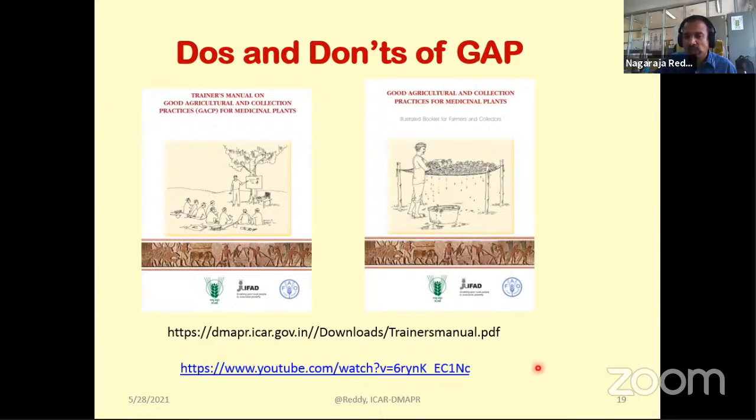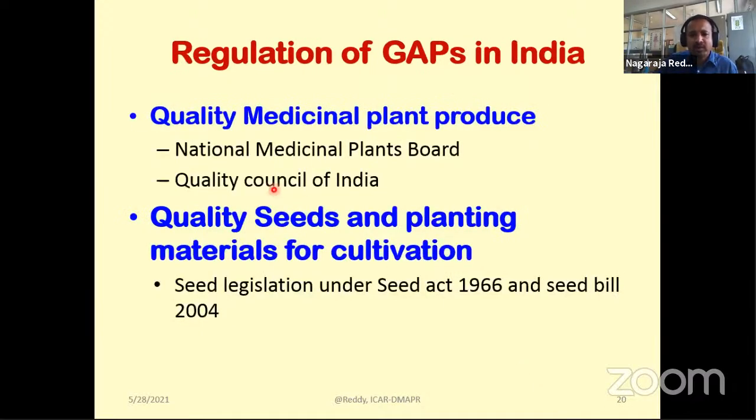And this can be downloaded and can be seen for further details. So that I will not be touching in this one. Coming to the regulation aspects of good agricultural practices in India, there are different mechanisms available.